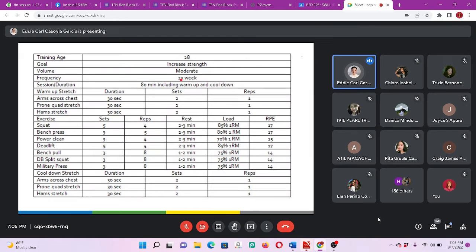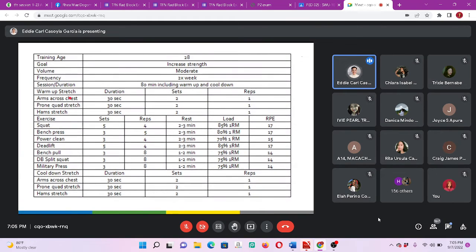So for the session and duration, for the time, instead of 80 minutes, including warm up and cool down, kindly change this one into 60 minutes or 1 hour. That's including warm up and cool down. And next would be the warm up stretch. For warm-up stretch, I need you to choose 3 specific warm-up stretches for this part. And take note, make sure you can do that properly.